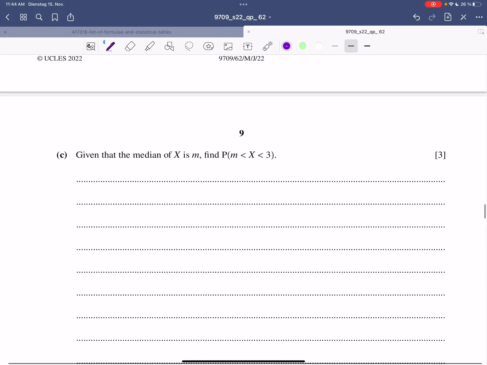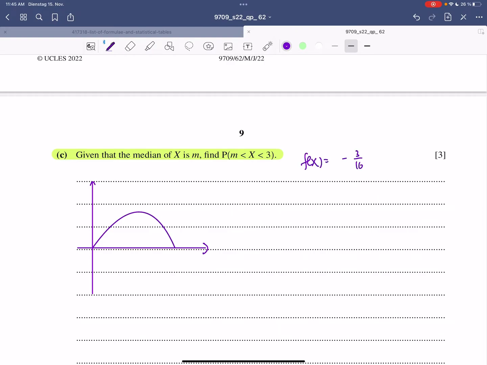So question C. Given that the median of x is m, find this one. To solve this question, it is a good idea to do a simple sketch. You can do a simple sketch or accurate one, it's up to you, because you won't get any mark for it, but it's just for you to visualize what's happening. So our f(x) was negative 3 over 16 x squared plus 3 over 4x. So it's quadratic and the coefficient of x squared is negative 3 over 16, which means it has this shape. However, our domain is only defined from 2 to 4. Which means I have to erase this one.